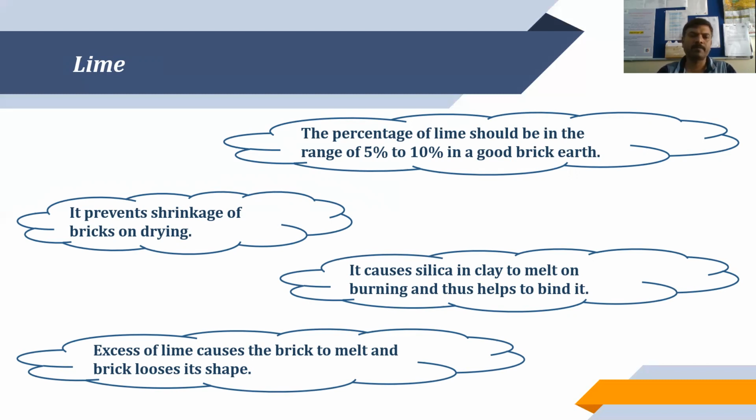Many times what we see during the baking or burning of bricks is that some bricks lose their shape, become twisted or look melted. That is because of the lime. When lime is in excess, it forces the brick to melt and lose its shape while burning or cooking of the bricks.